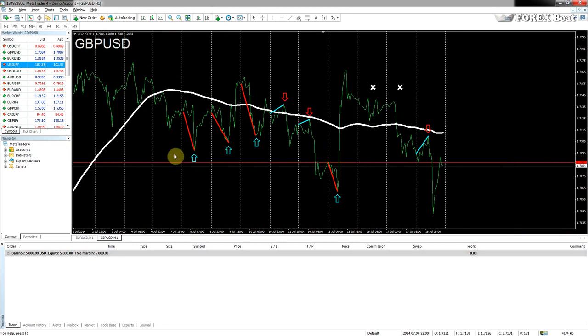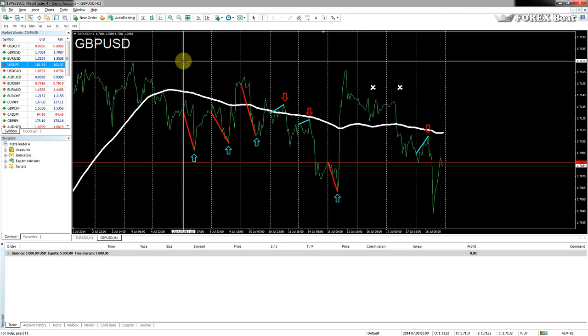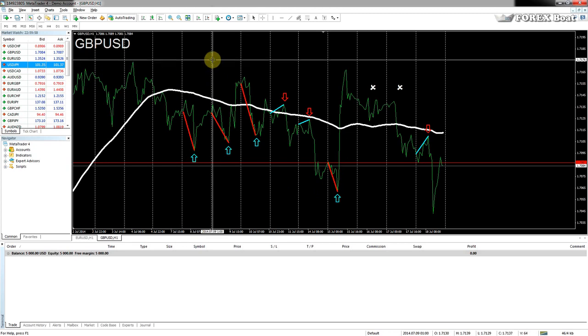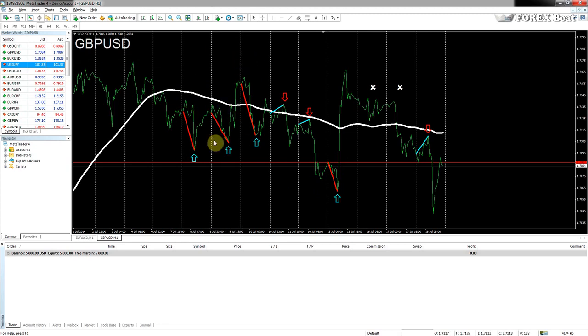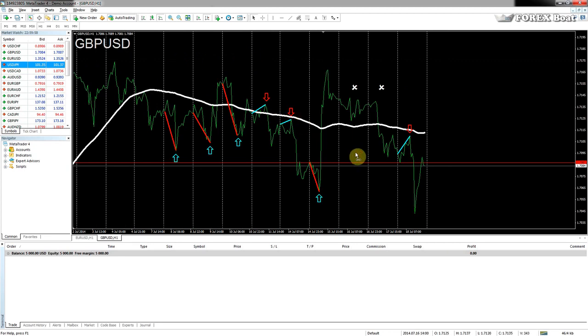However, let's move on. As you recall, what our strategy is doing is checking if the British pound dollar has moved in a certain direction after the day has been opened. The opening of each day is marked with these vertical lines, and the red or blue lines show in which direction the market moved initially.